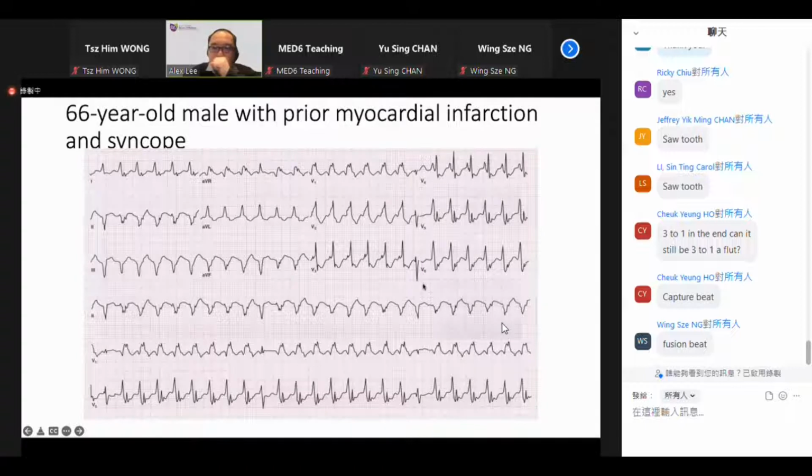Okay, so here you see suddenly a narrow QRS complex that is of different morphology here. So this one and also this one here. Once you see a narrow complex beat amongst the already wide complex tachycardia, we call it a capture beat. Do you know the mechanism of a capture beat? What is a capture beat?